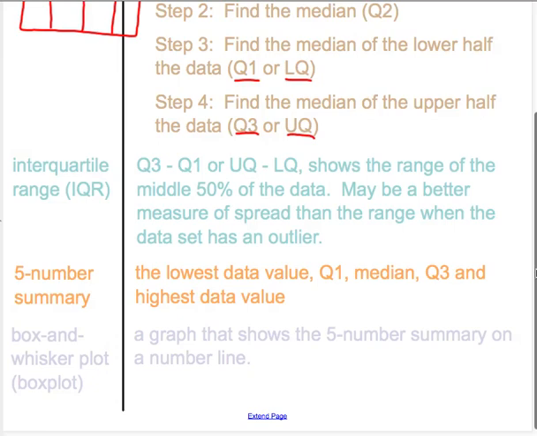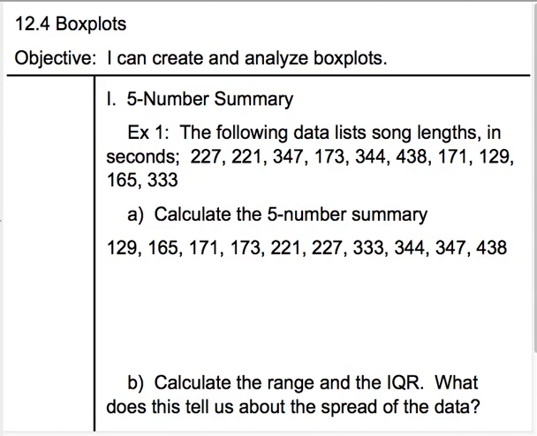All right, so the 5-number summary includes the 3 quartiles, as well as the smallest data value and the largest data value. And then a box and whisker plot is a number line with the 5-number summary on it. It's a nice visual to see the spread of the data. That's what a box and whisker plot does. It shows you how spread out or how condensed or similar a data set is. So we will start with just practicing the 5-number summary.